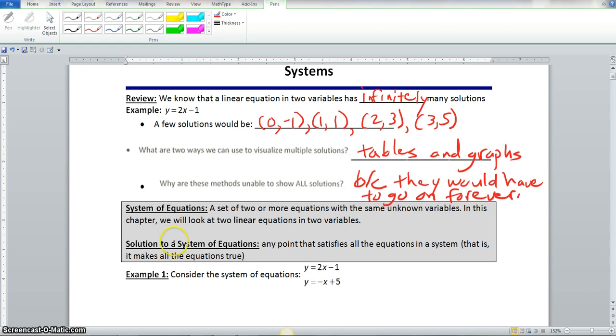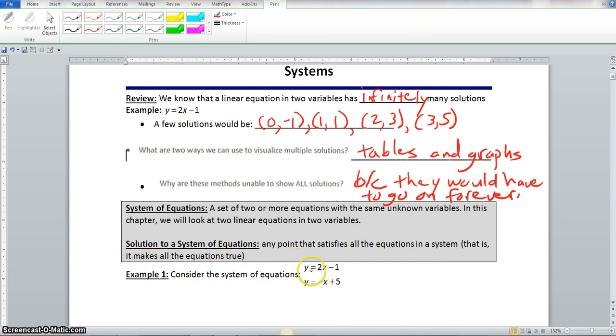Now we scroll down here. It says system of equations. A set of two or more equations with the same unknown variables. In this chapter, we will look at two linear equations and two variables. Solutions to a system of equations. Any point that satisfies all the equations in a system. That is, it makes all the equations true.